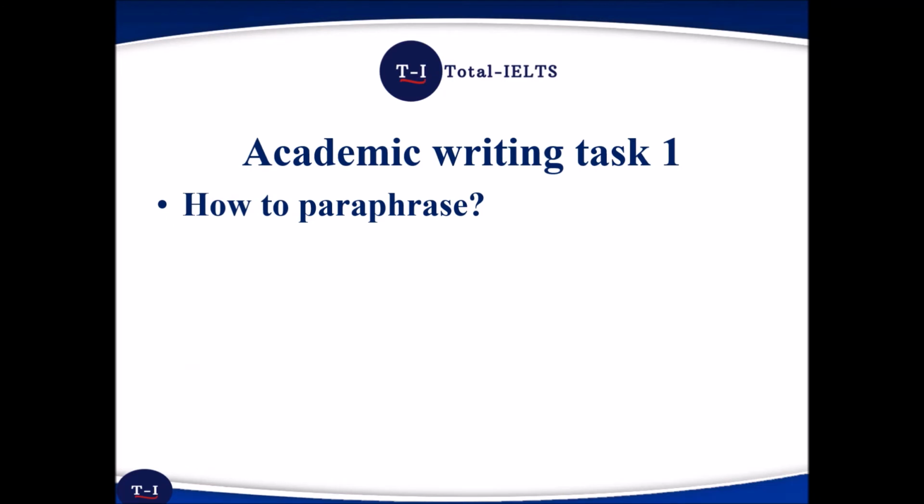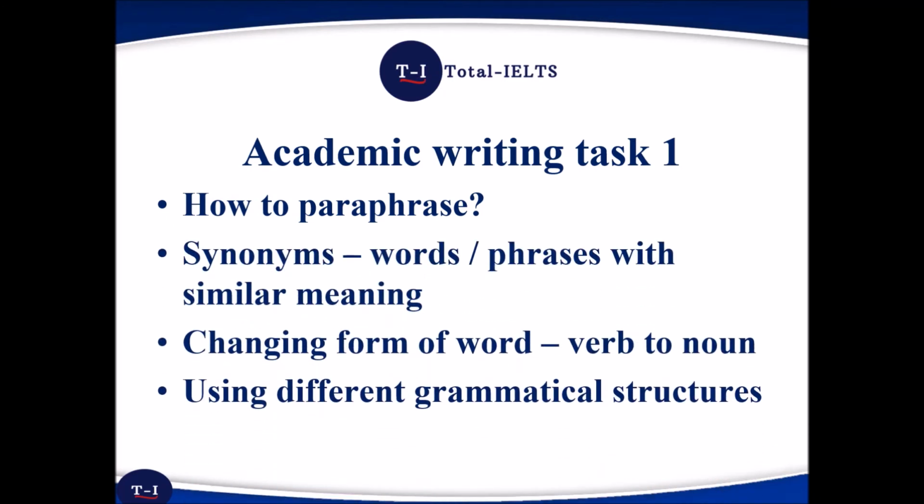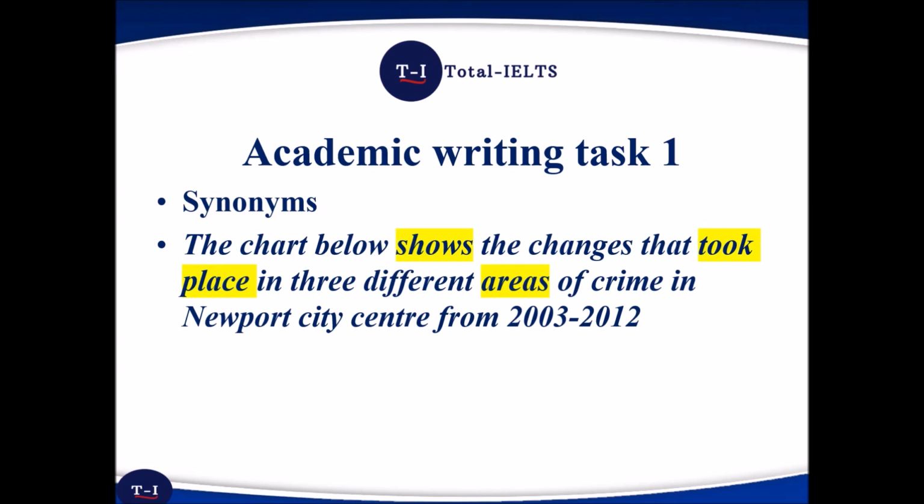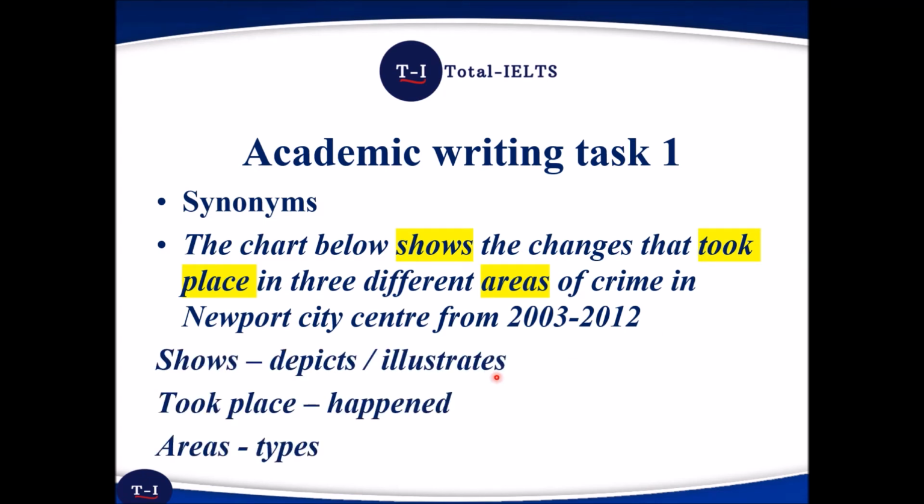How can we paraphrase? There are three basic ways. First, you can use synonyms, that's words or phrases with similar meaning. You can also change the form of the word from a verb to a noun, for example, or you can use different grammatical structures. Here, for example, the use of synonyms. Shows we can change to depicts or illustrates. Took place we can change to happened, and areas, types.